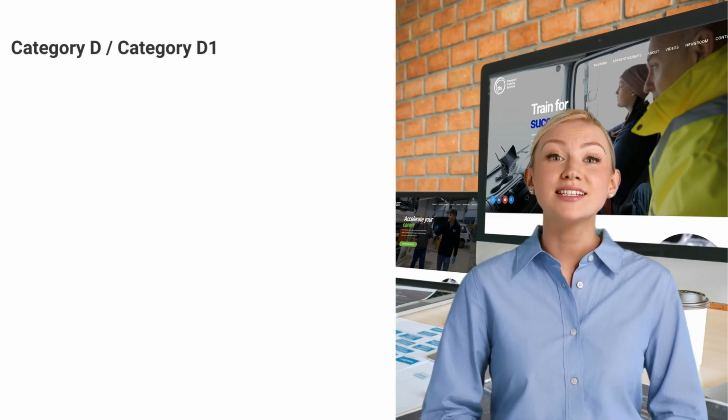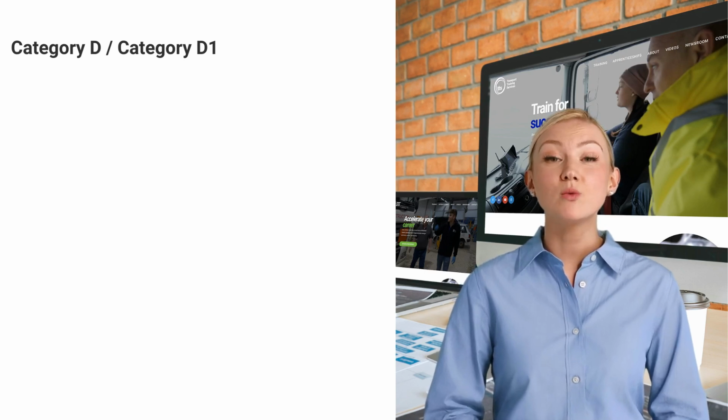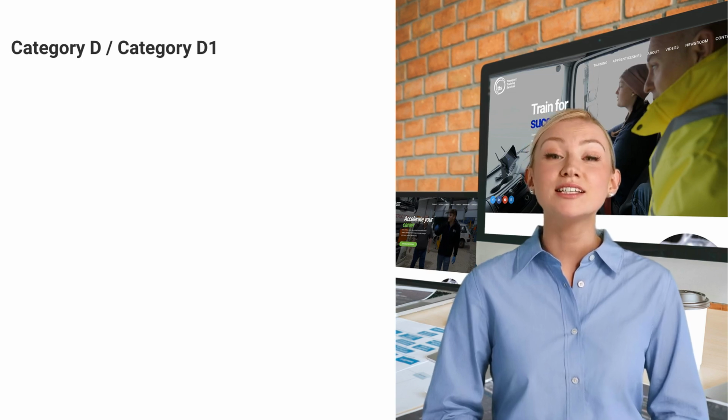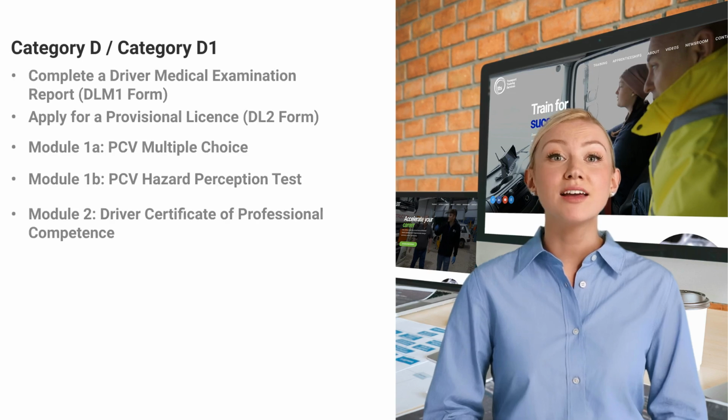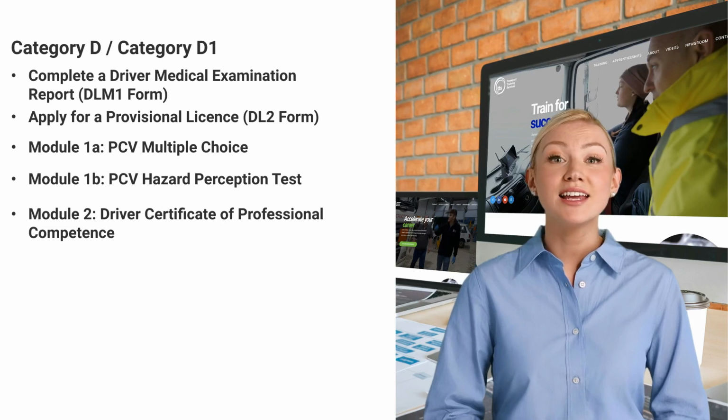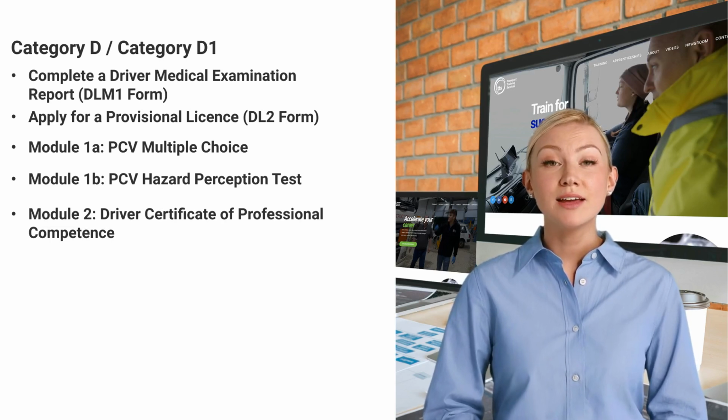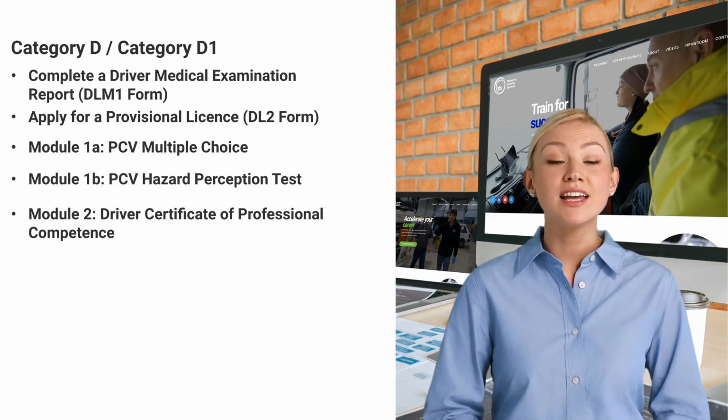A Category D license entitles you to drive a bus or coach with more than 8 passenger seats. The D1 category is for driving a minibus with 9 to 16 passenger seats. The prerequisites for a Category D or Category D1 license are broadly similar to the LGV Category C requirements. Unlike with LGV training, you do not need to gain a Category D1 license prior to gaining a Category D license, but if you tick categories D1 and D on the DL2 provisional license application form, and you successfully complete the Category D test, you will gain both categories.